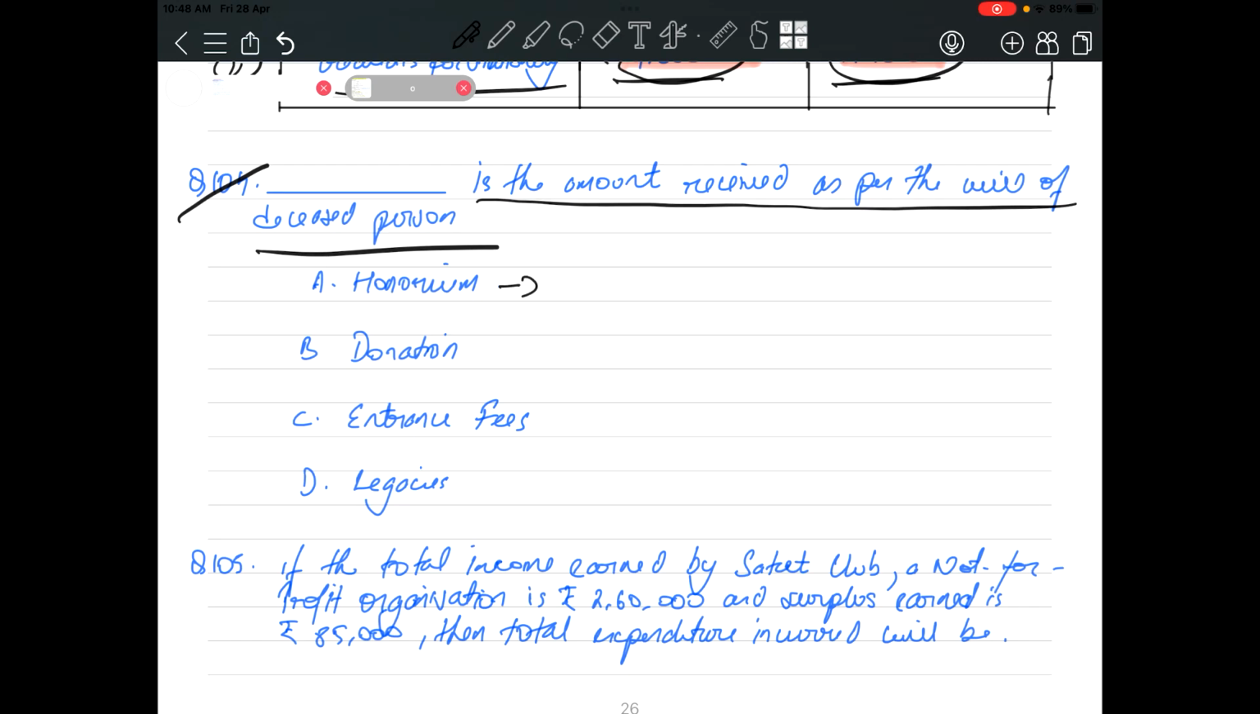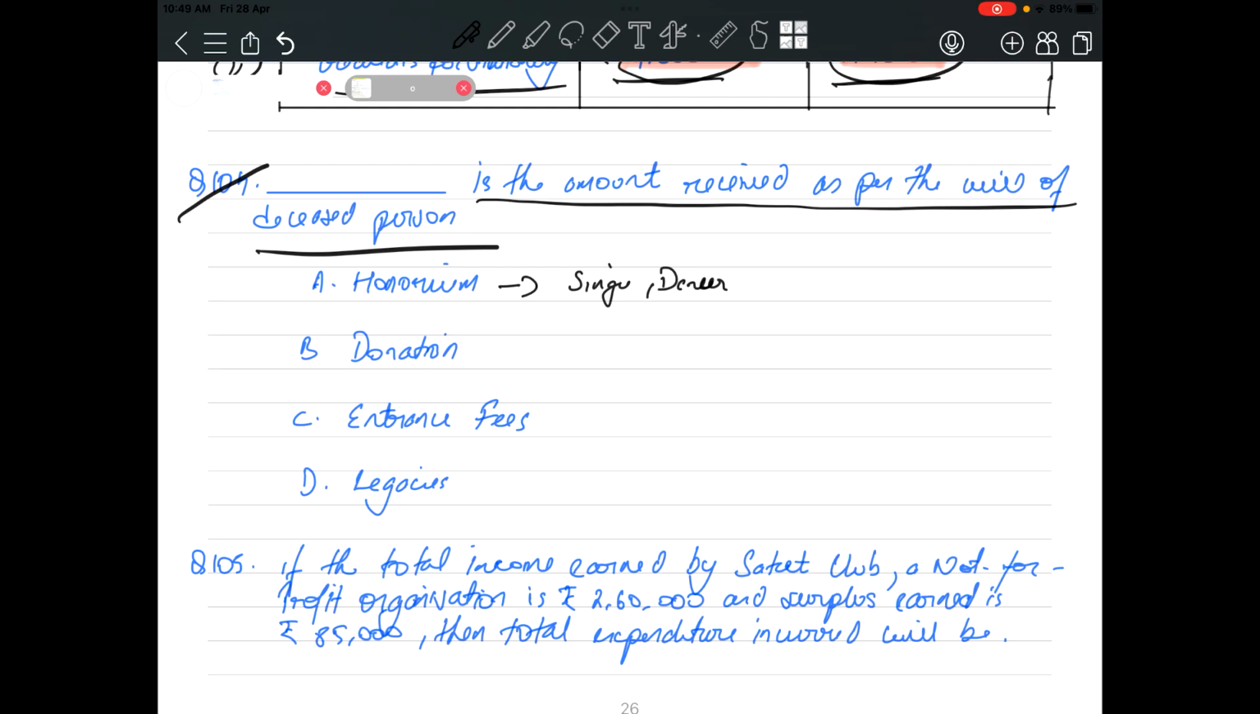Now what is honorarium? What do you mean by honorarium? Say for example, in your organization you have a function, and you are a charitable organization running an old age home or any other organization. To entertain the people there, you have invited some famous singer or dancer, a person having a special talent. The payment which you will make to this kind of artists, singers or dancers, will be called honorarium.